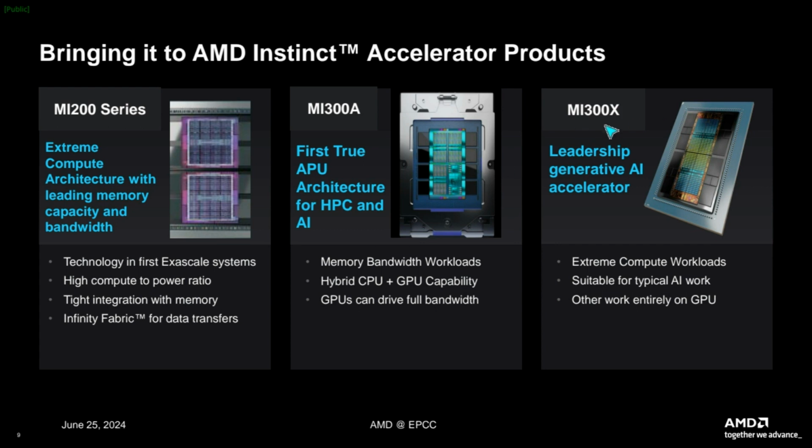The 300X, if we really want to put even more compute on that device, we put all GPU units on it. This is really good for extreme compute workloads with high matrix multiplication demand. And so that's very attractive for AI work or math solvers that have very high arithmetic intensity.